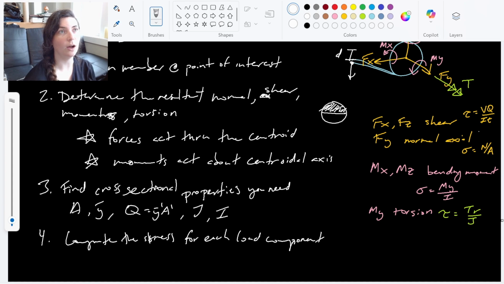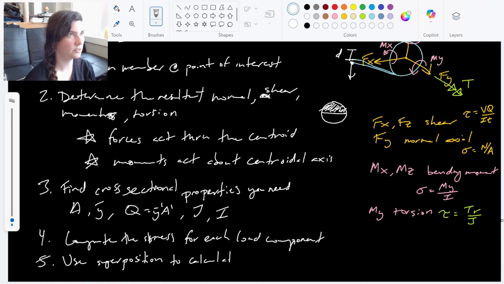Right, so we're going to go ahead and calculate all of these separately, and then at the very end, use superposition to calculate the stress. Or sometimes you'll see it as calculate the state of stress.